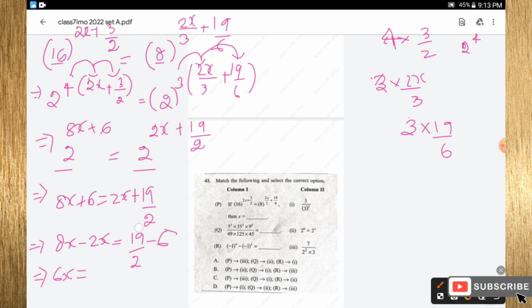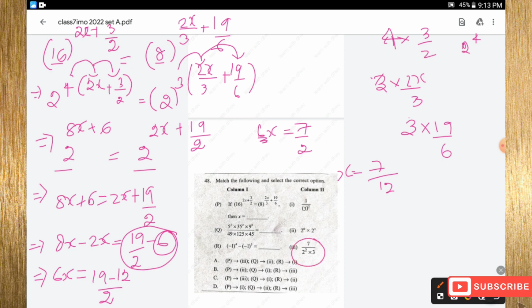Here we have to do the LCM concept. So 19 minus 12 divided by 2, because we have to make the denominators common. So 6 is multiplied with 2. So 6x equals 19 minus 12 is 7, 7 by 2. Therefore, x is equal to 7 by 12. When you transpose this coefficient 6 to the opposite side, it will come in the denominator. So x is equal to 7 by 12.